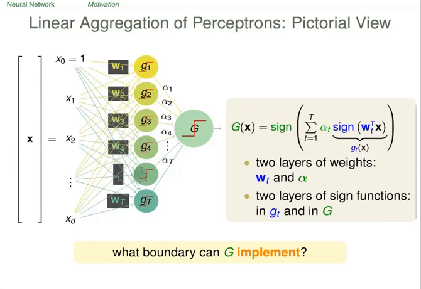So the first layer is a linear combination of several perceptrons passing through a sign function, right? W_t transpose X. And then the second sign function is applied on top of the linearly combined outputs of the individual perceptrons. Two layers of weights, W_t and then alpha. And two layers of sign functions. The first sign function, and another second sign function in capital G.